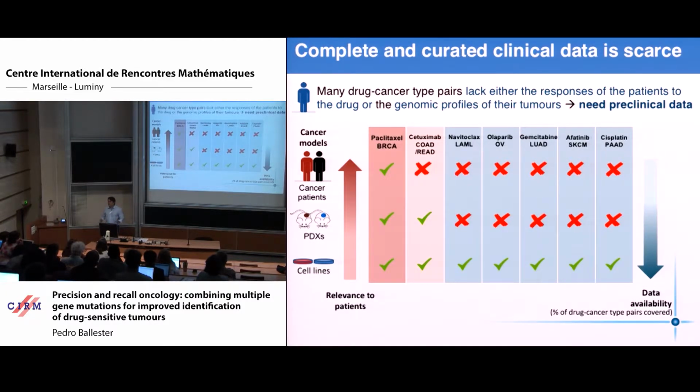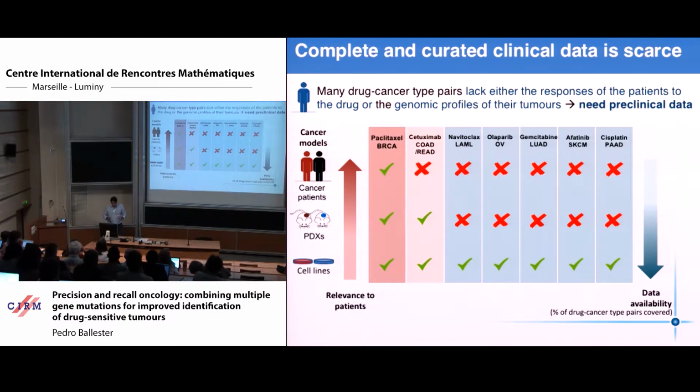Now, how do we generate new models to predict drug response? One limitation is that complete and curated clinical data is scarce, right? For many drug cancer type pairs, we lack either the responses of the patients to the drug or the genomic profiles of the tumor. Most of the time it's the drug responses, because clinical data is very hard to integrate, to extract the right information and put it in the right format. It's much easier to take a sample and do all the molecular profiling.